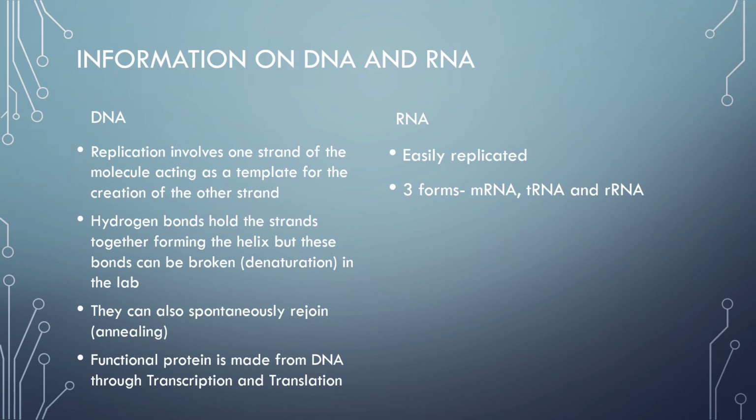Functional proteins are made from DNA through transcription and translation. We have RNA, which is easily replicated, and there are three forms: messenger RNA, transfer RNA, and ribosomal RNA. Messenger RNA conveys genetic information to the ribosome, while transfer RNA mediates recognition of the codon and provides a corresponding amino acid. A codon is basically three base pairs in a row. Ribosomal RNA makes proteins from the ribosome.